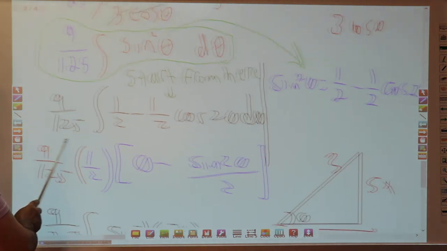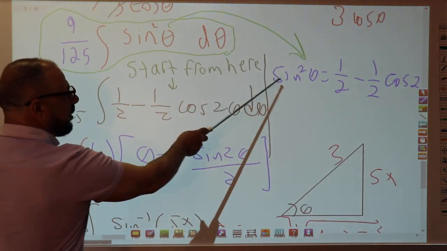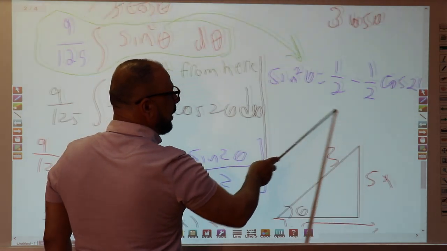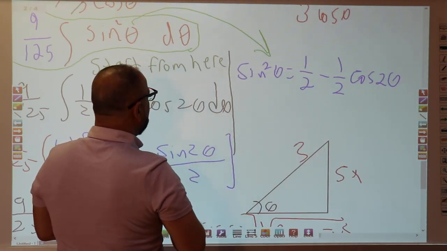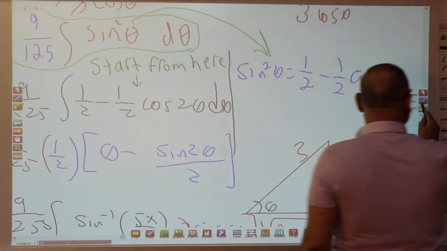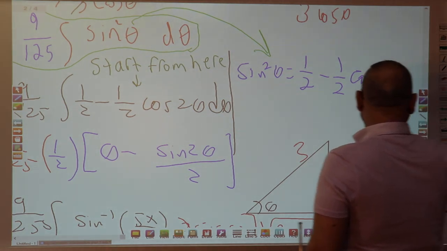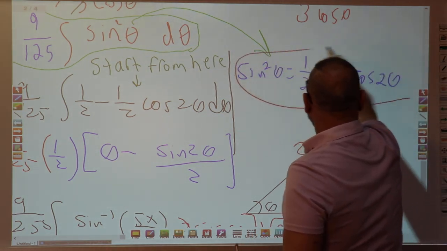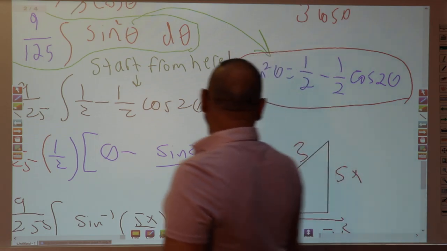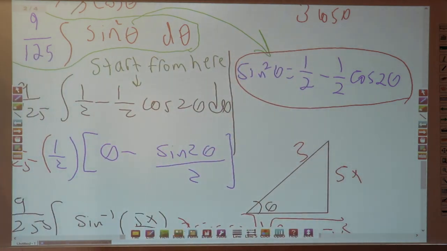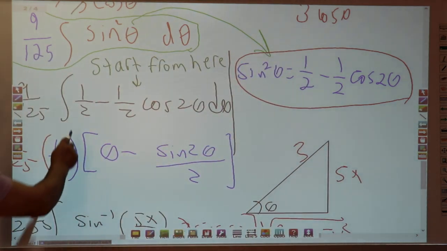Now, look guys, sine squared theta equals one half minus half cosine 2 theta. I need you to memorize this. Sine squared theta equals half minus half cosine 2 theta, which is here. Look here, this one.